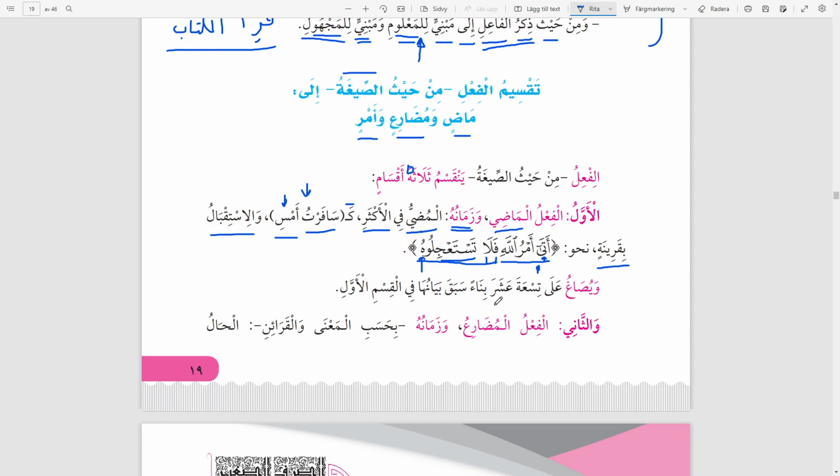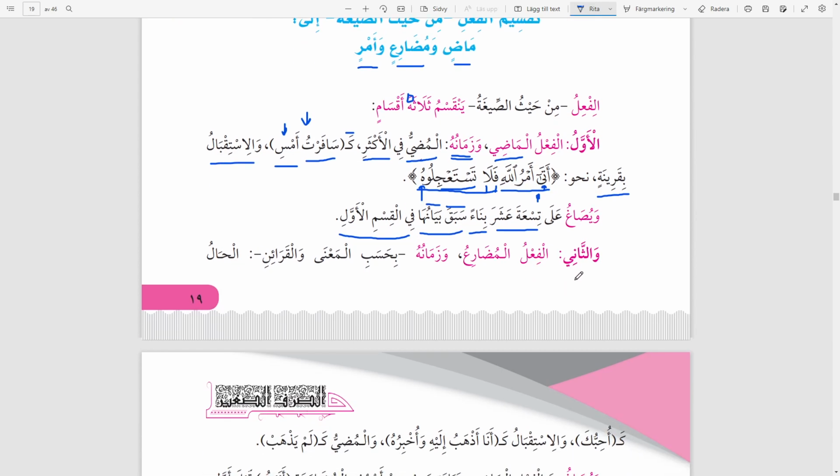ويصاغ على 19 بناء, and it is expressed, the past tense, in 19 different patterns. سبق بيانها, its clarification or its mentioning has been preceded في القسم الأول, in the first topic. والثاني, the second tense, الفعل المضارع, the present tense.